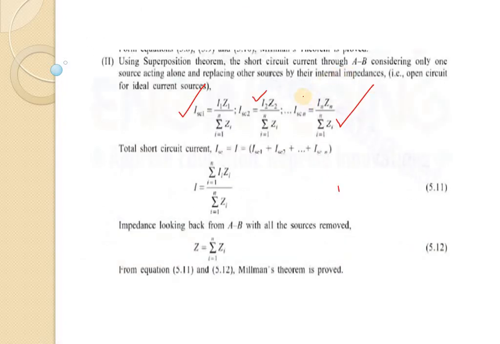Similarly, we calculate the short circuit current as the sum of all these currents Isc1, Isc2 up to IscN, and then we can find the current as summation of Ii Zi, i equals 1 to n, divided by summation of Zi, i equals 1 to n. The impedance looking back from A to B with all sources removed is Z equals summation of Zi, i equals 1 to n. From all these equations, Millman's theorem is proved.